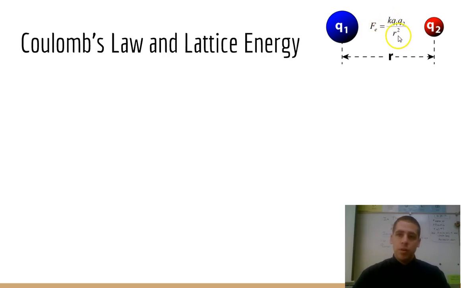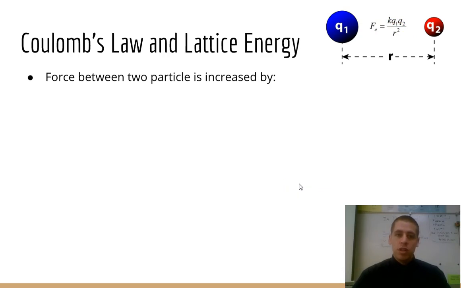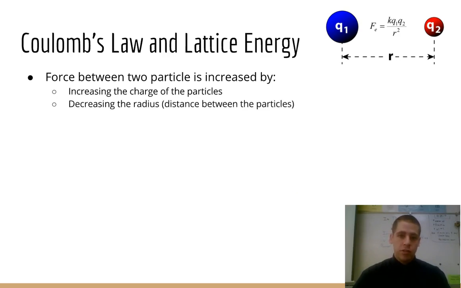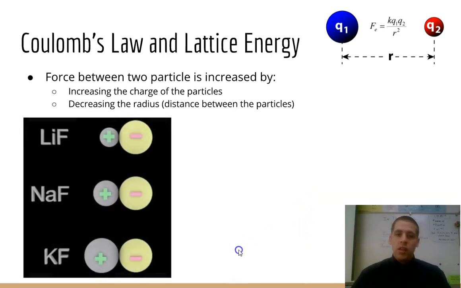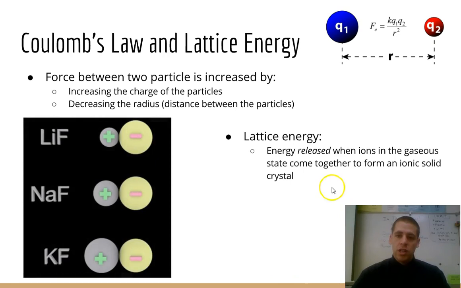And it's inversely proportional to the radius or the distance between them, right? So to increase the force between two particles, we can either increase the charge of those particles or we can decrease the radius, decrease the distance between them. And these two factors play a huge role in what's called lattice energy. The lattice energy, the official definition, is the energy released when ions in the gaseous state come together to form an ionic solid. Emphasis on the energy released, okay, when we're forming the crystal.